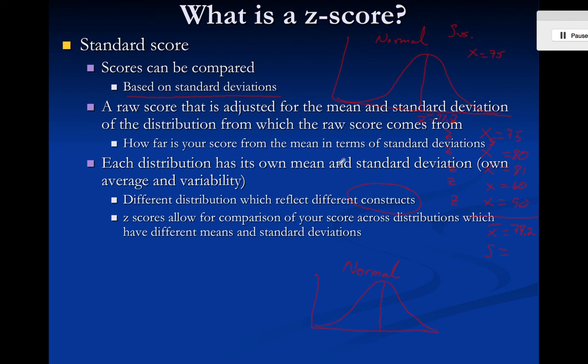Now, with that being said, this distribution here represents exam number one. This distribution here represents exam number two. Why do I say that different distributions reflect different constructs? Well, think of it in this fashion. What did we test in exam number one? So if this is exam one, what did we test in here? We talked about measures of central tendency.